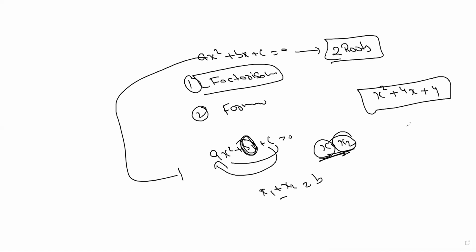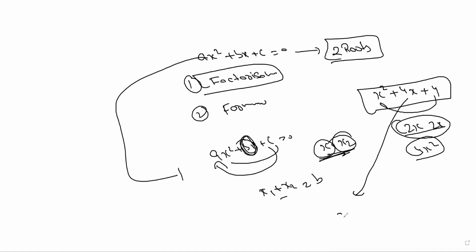Think of two numbers whose sum is 2x, 2x. Similarly, when you multiply, what will you get? 4x square. So I need to just break it. To break it, I can write it as x square plus 2x plus 2x plus 4.